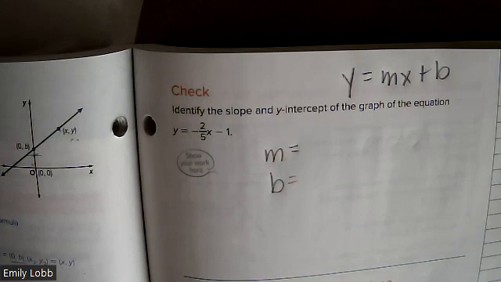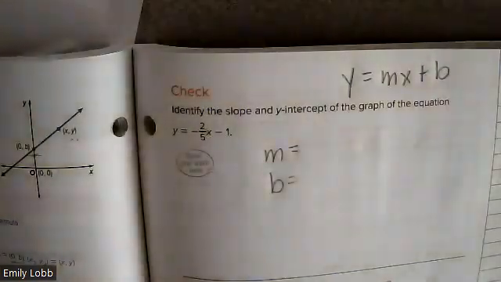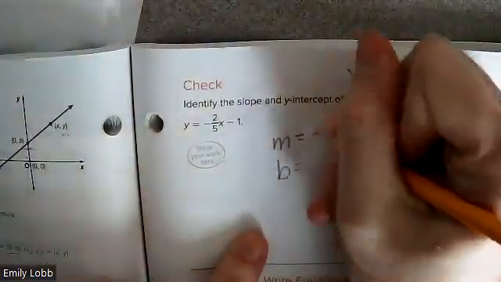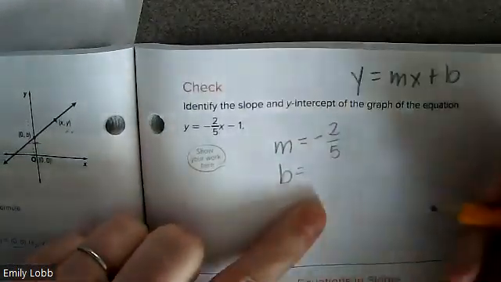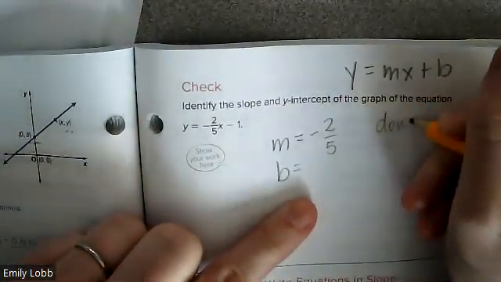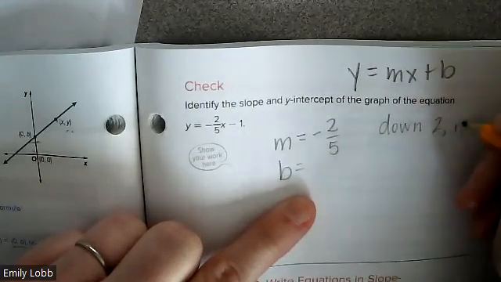M is your coefficient. Careful with b. Is it positive or negative? It's negative. So m is your coefficient, including its sign, negative 2/5. So that's down 2 and right 5.